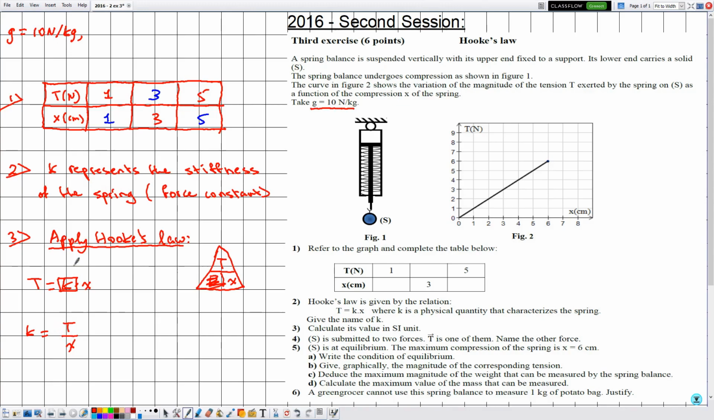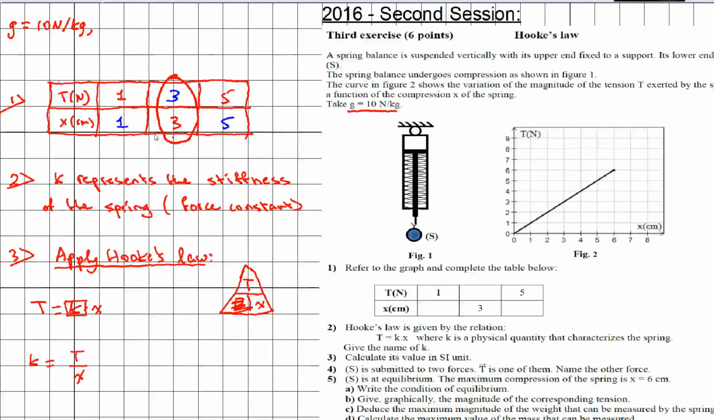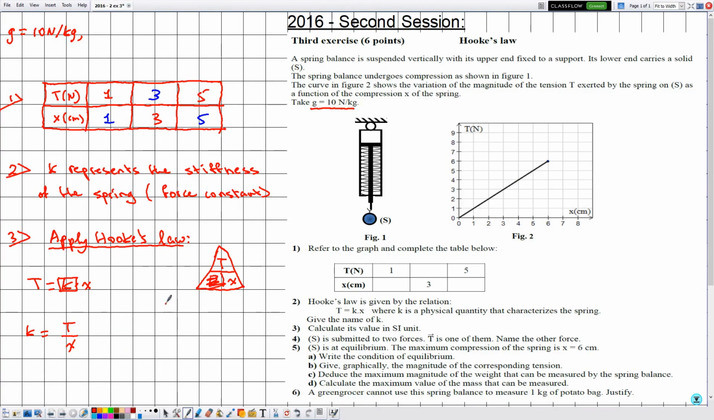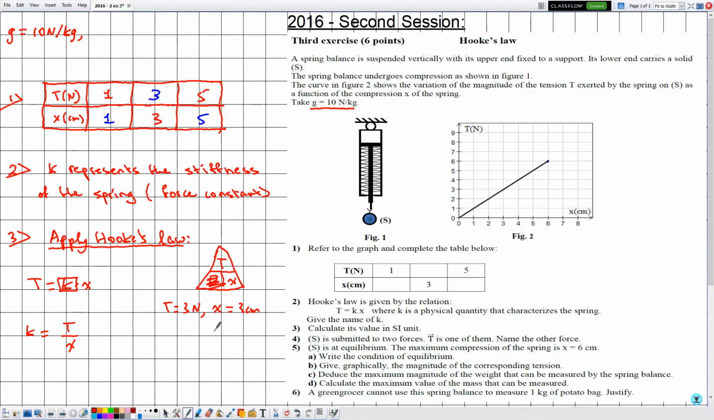Now here we can choose one of these columns. So let's choose this column. Then the value of T is 3 and the value of X is 3. So let's say that T is equal to 3 newtons and the value of x is 3 centimeters. Knowing that centimeter is not the SI unit of length, in order to convert from centimeters to meters, we simply divide by 100. So x, which is 3 centimeters, so 3 divided by 100, then the value of x is 0.03 meters. Then in this case, K is equal to 3 divided by 0.03.